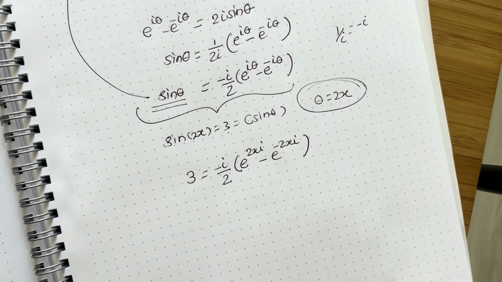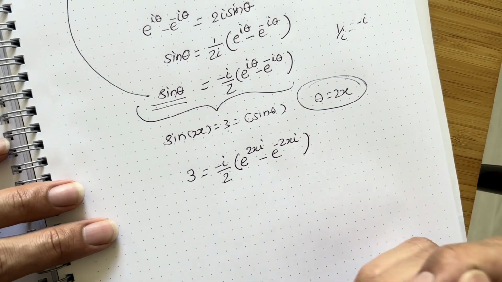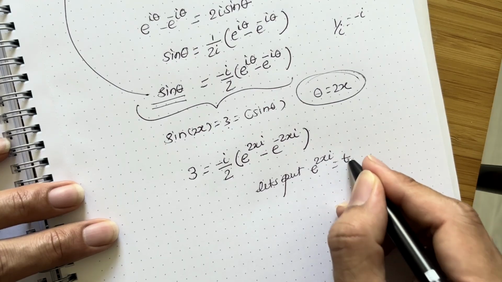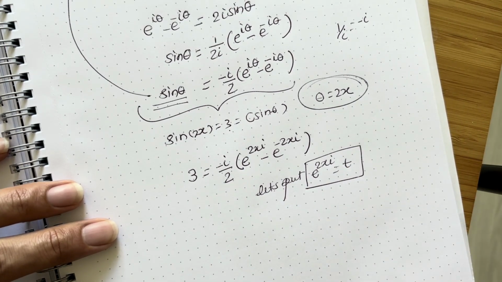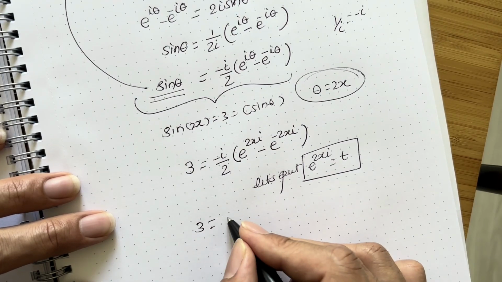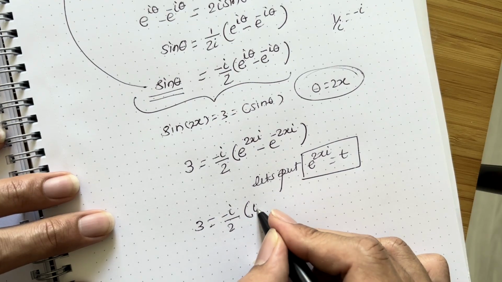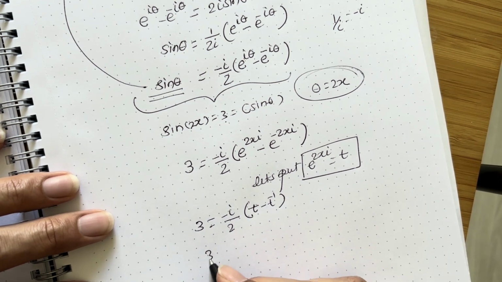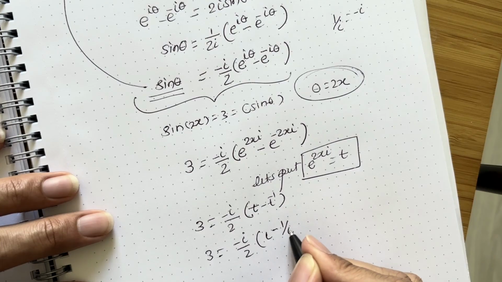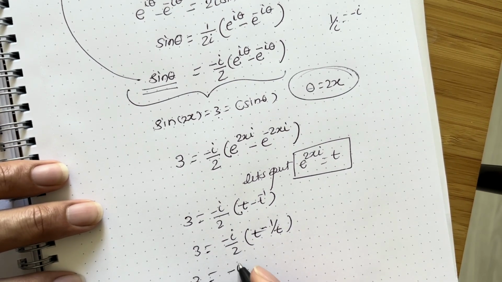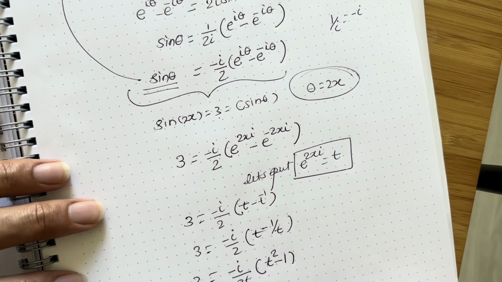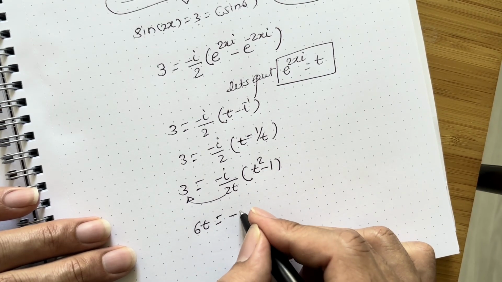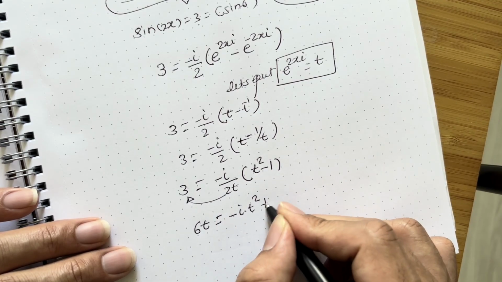Now we have to simplify this equation and find a solution. For simplification purposes, let's put e to the power 2xi equals t, just so that it's easy to work with. Then the equation will be 3 equals minus i by 2 times (t minus t to the power minus 1, because this is t). So 3 equals minus i by 2 times (t minus 1 by t). And we further simplify this. What do we have? Minus i by 2t times (t squared minus 1). And then again we take this here, so 6t equals minus i into (t squared minus 1), minus minus plus i.